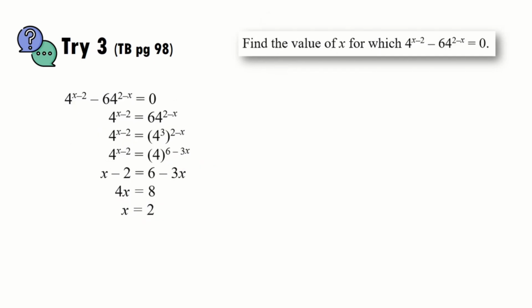Let us now move on to try 3, where we want to find the value of x for this particular equation. In this question, we will first move minus 64 to the power of 2 minus x over to the right hand side. Then, we will change 64 into a base of 4 such that we get 4 to the power of 3. We can also change both 4 and 64 into base 2. However, that is not necessary. Then, we will apply our indices law to get this equation. Subsequently, we will get the equation x minus 2 equals to 6 minus 3x by equating the exponents. Finally, we will get the answer x equals to 2.